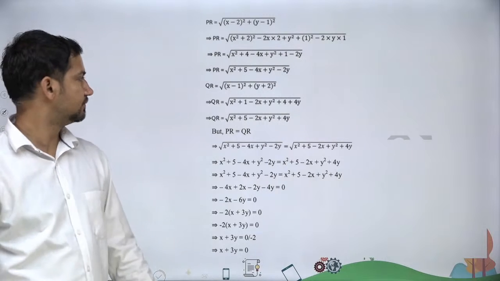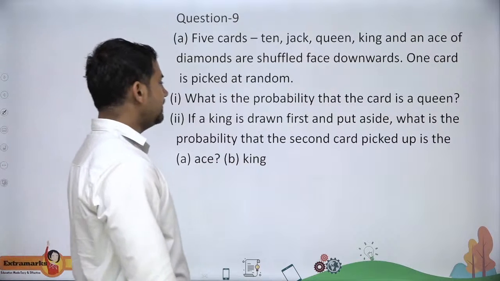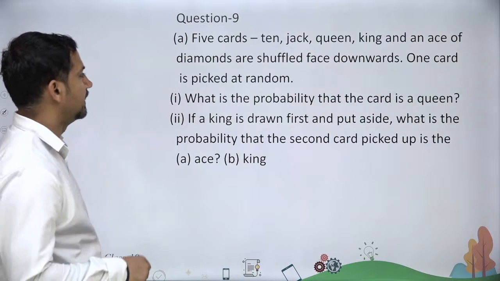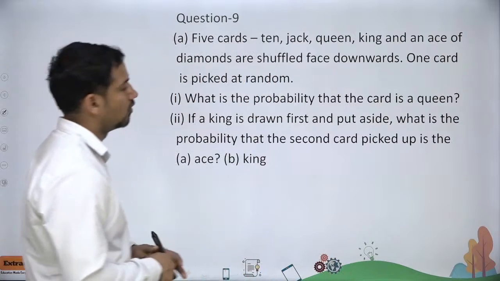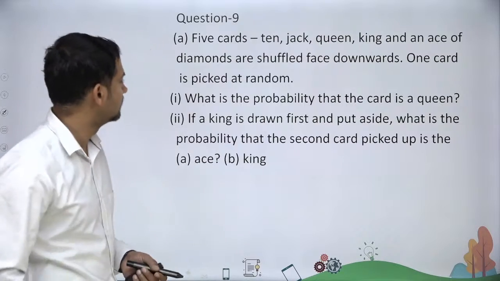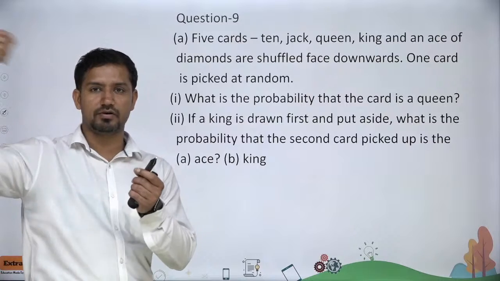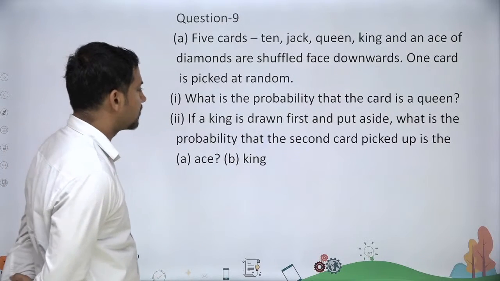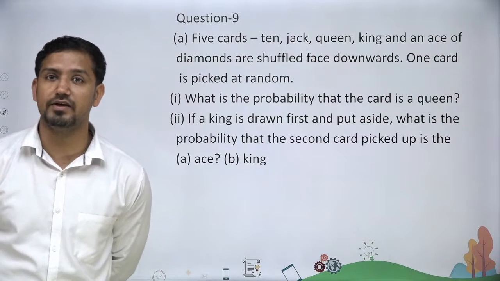Clear to everyone? Now come to the next. Five cards, 10, Jack, Queen, King and Ace of diamonds, are shuffled face downwards. All the faces are downward. One card is picked at random. What is the probability that the card is a queen?